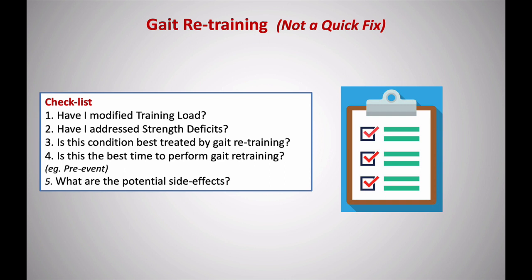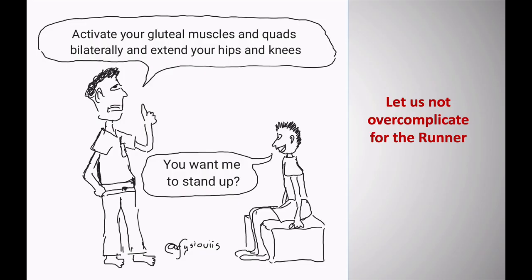And what are the side effects? Everything you make will have an effect somewhere else on the body. Will it increase the risk of a new injury? So it's something to ask yourself, is it the best thing to do? And if not, how can we reduce the risks? So that's why when we change the cadence, we always start with short steps, increase by 5 to 7.5% and take it from there. And last but not least, let's not overcomplicate it for the runner.